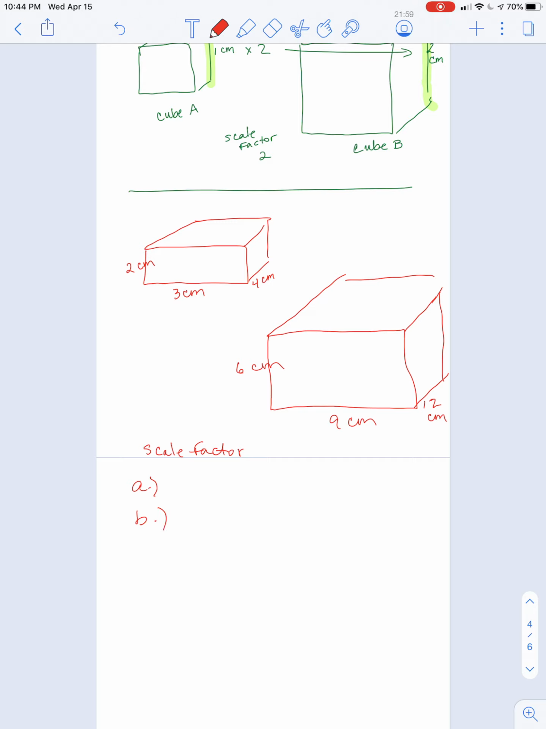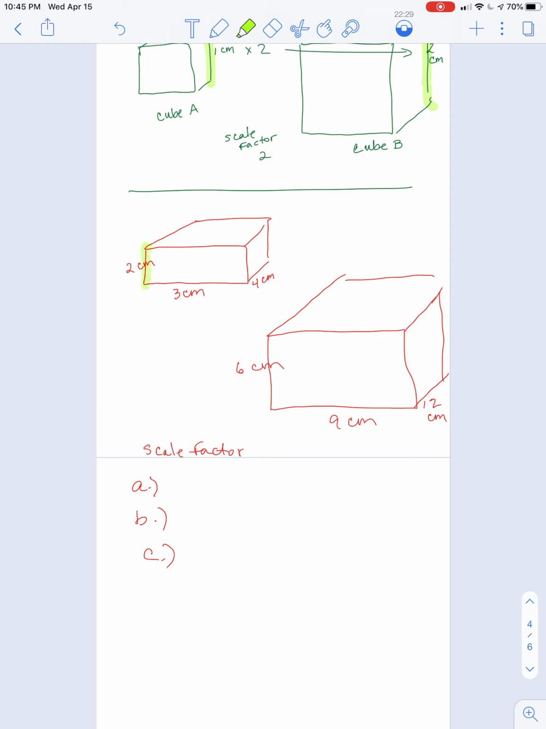So we're going to figure out what the scale factor is for the linear measurement. We're going to figure out how many times the area of a corresponding face is, and then also for the volume. So we have 3 different things we're going to be looking at between these 2 red rectangular prisms. So the scale factor for the linear measurement, can we tell?